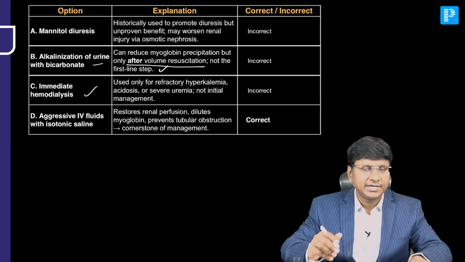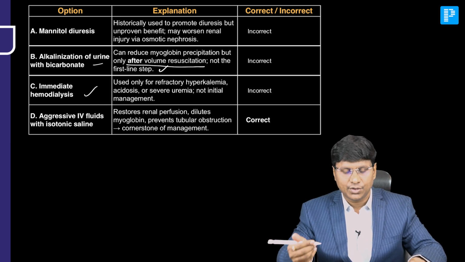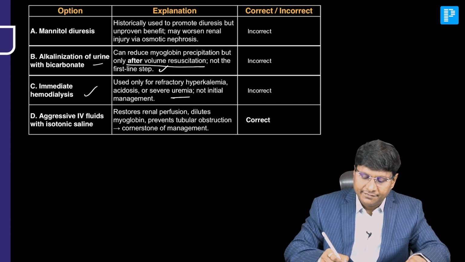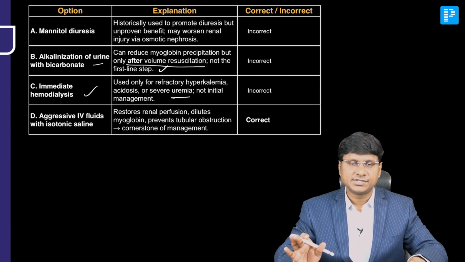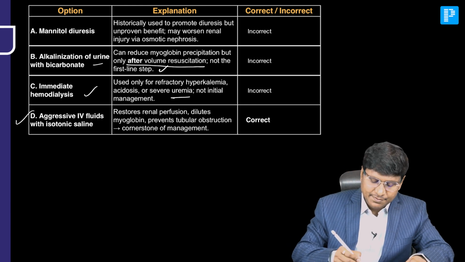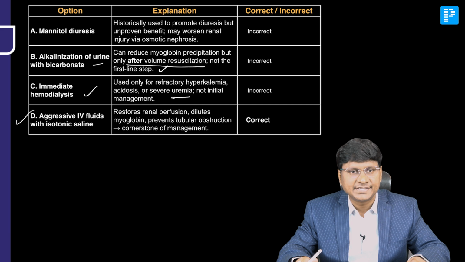And when will you do hemodialysis? When the individual is refractory to medical management, or has refractory hyperkalemia, refractory acidosis, or uremia, then you do dialysis. So dialysis is not the initial management. So the answer in this question is aggressive IV fluids with isotonic saline.